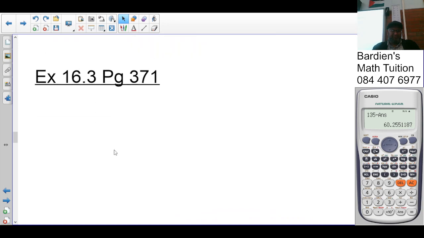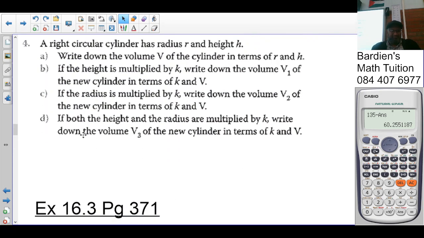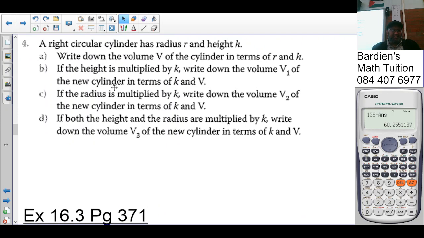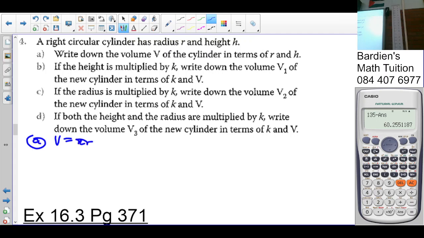Okay. So the last one, 4 and 5. Let's just wrap this up. We are told that a right circular cylinder has a radius r and a height of h. Write down the volume of the cylinder in terms of r and h. So the volume is equal to pi r squared h.